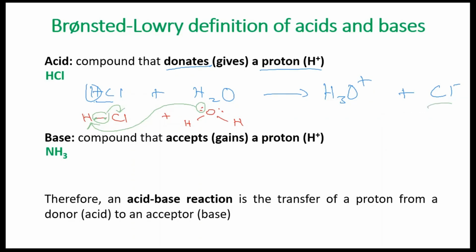Remember, Leo the lion says Ger, oil rig, right? When you gain electrons, you become negative because electrons are negatively charged. When you lose electrons, you become positive, right? Because now you have more protons than electrons in your atom.